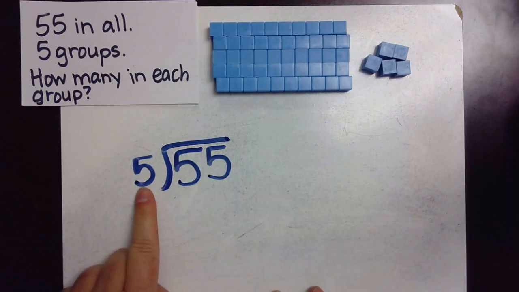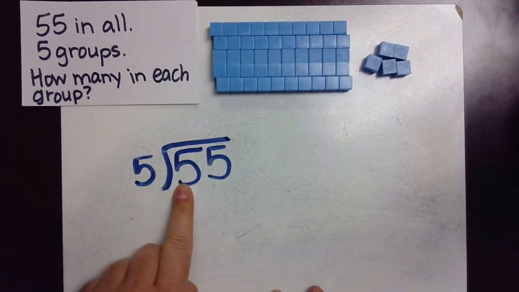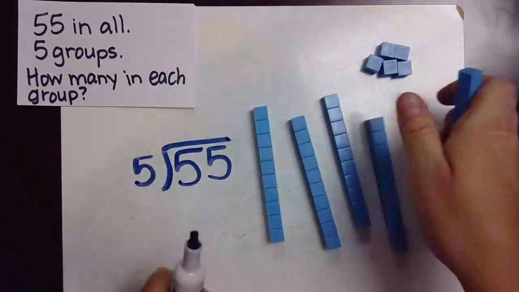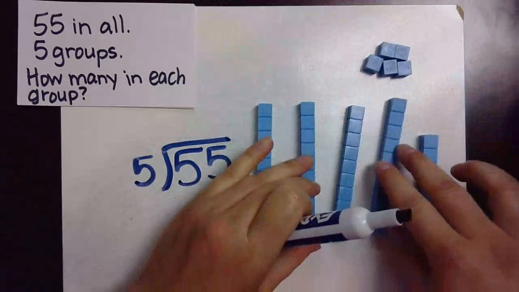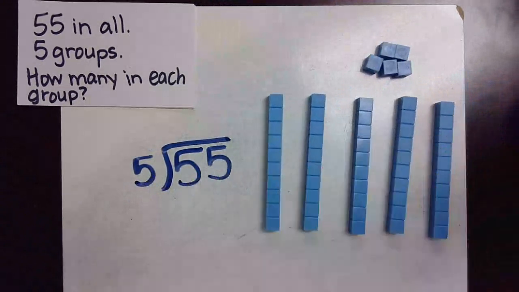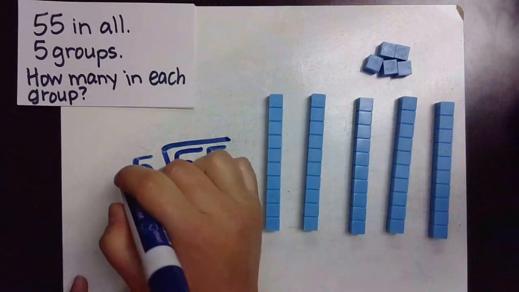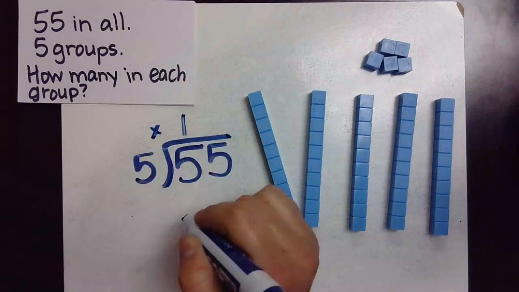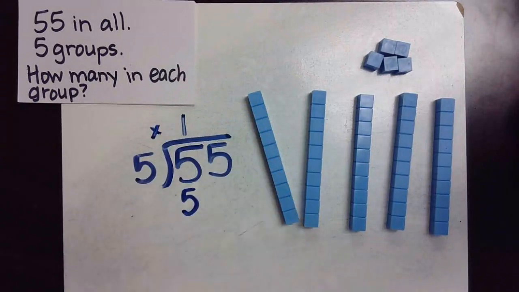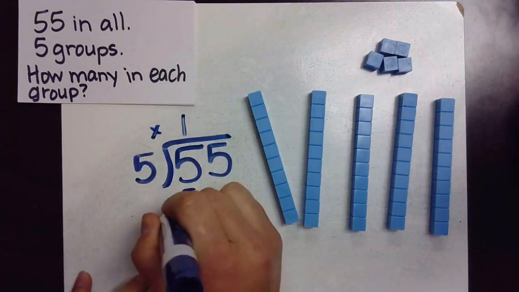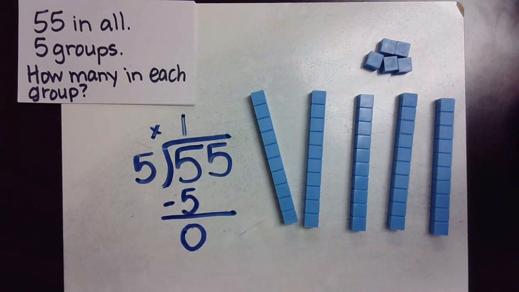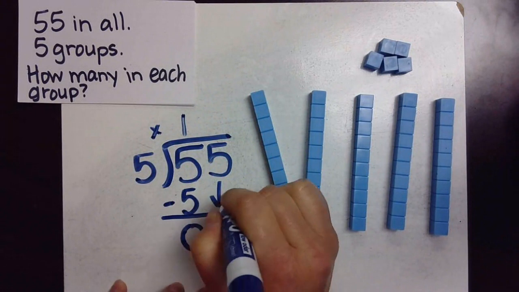How many times does 5 go into 5 tenths? Well, I have 5 tenths, so if I divide into 5 groups, 1, 2, 3, 4, 5. How many is in each group? 1. So 5 goes into 5 one time because 1 times 5 is 5. Divide, multiply. 1 times 5 is 5. Divide, multiply, subtract. 5 minus 5 is 0. Divide, multiply, subtract, and bring it down.